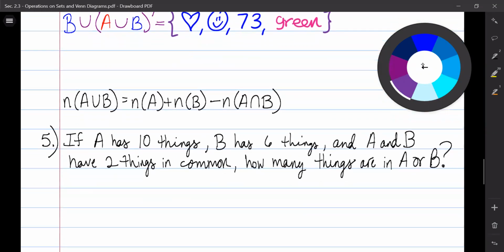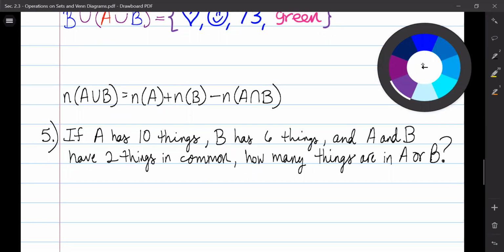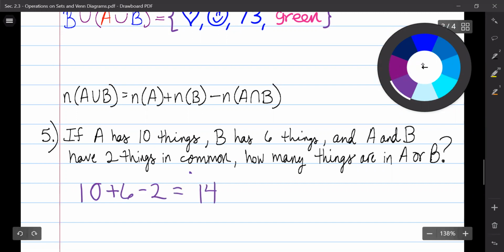So if A has 10 things and B has 6 things and A and B have 2 things in common, how many things are in A or B? So it's just wanting you to do 10 plus 6 minus 2. So that's 14.